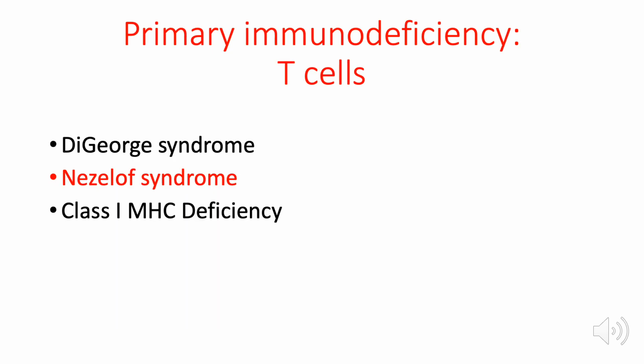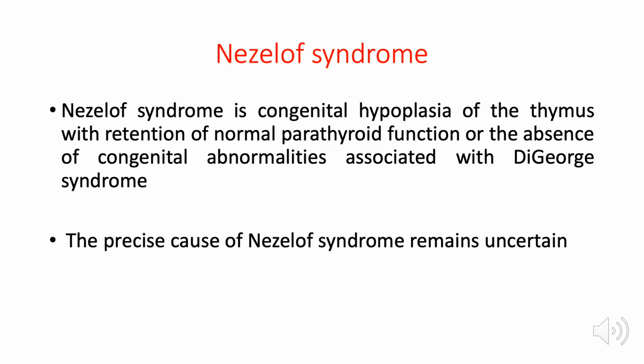Another primary immunodeficiency that involves the T cell is the Nezelof syndrome. Again, this one is characterized by thymic hypoplasia. In Nezelof syndrome, there is hypoplasia of the thymus, but the patient has normal parathyroid gland function and there is an absence of the other congenital anomalies associated with the DiGeorge syndrome. So these patients only have one problem, and that is the thymic hypoplasia. The underlying mechanism for Nezelof syndrome is still unknown until today.